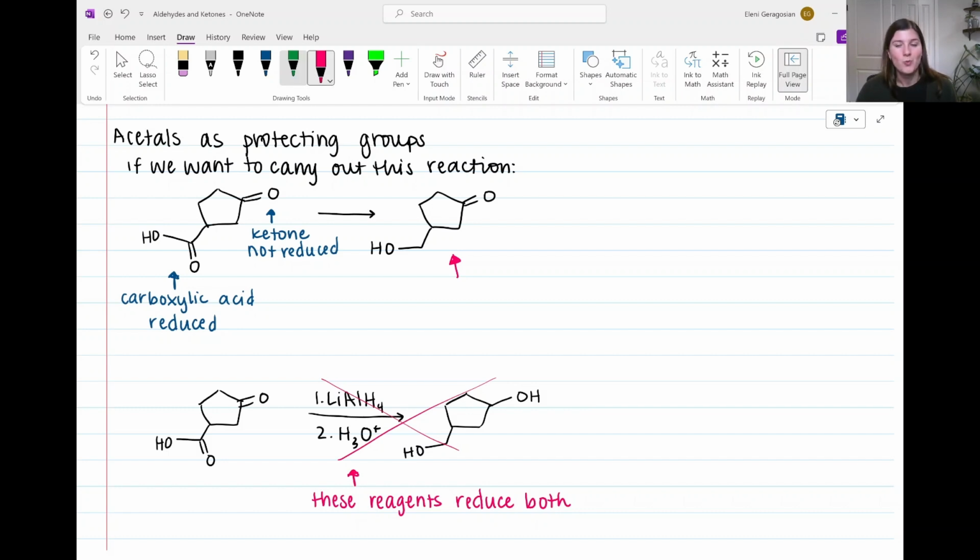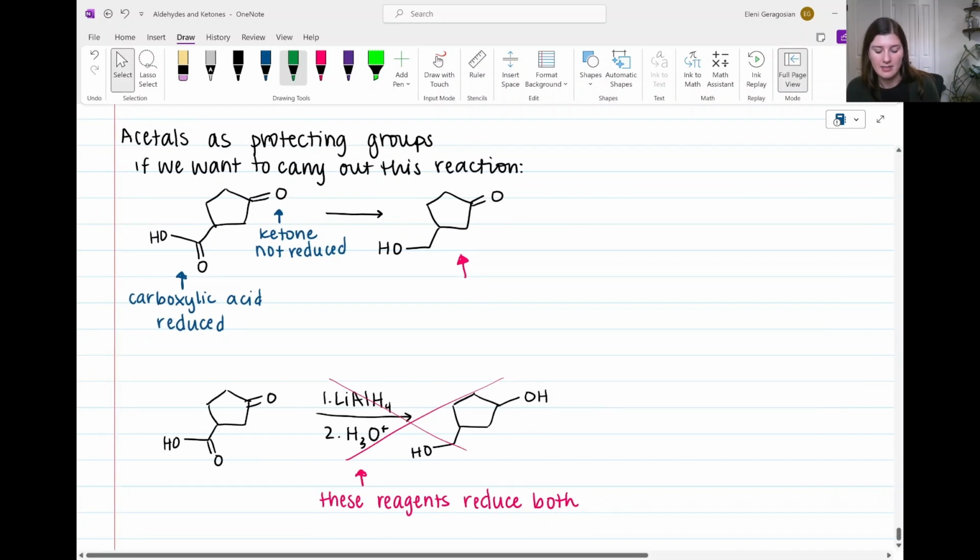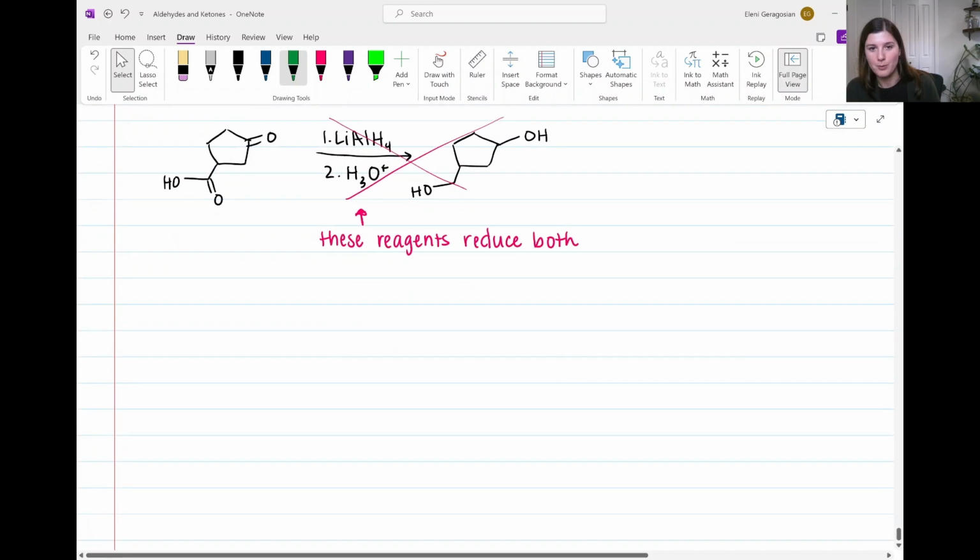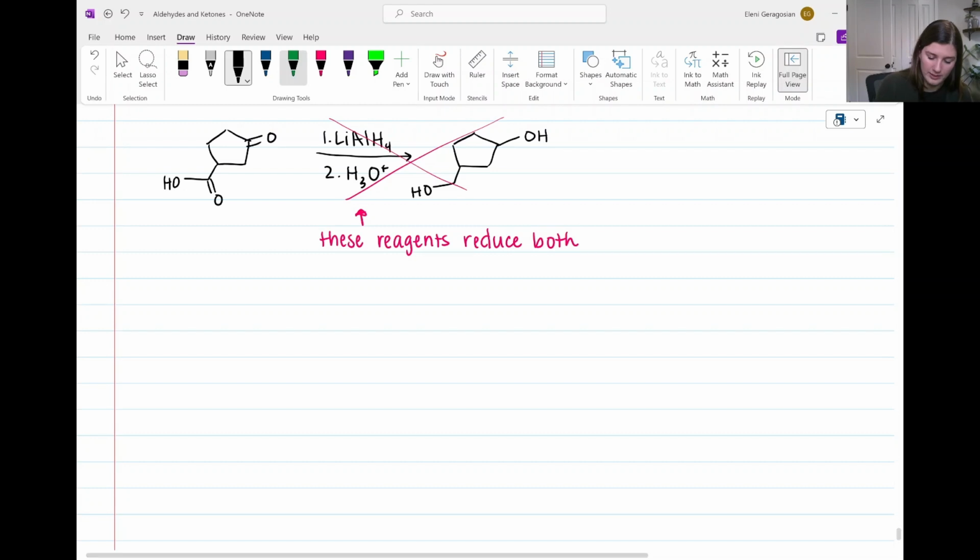Now, we can prevent this from happening by adding an acetal as a protecting group for the ketone. So if we add an alcohol, especially that diol, those are often used in the chemistry field to form a protecting group that will react with the ketone. Then we'll still have the carboxylic acid, we reduce the carboxylic acid, and then we can remove the protecting group and we get our desired product. So let's look at what this reaction scheme would look like. We start with our original, let's say, use of protecting group.